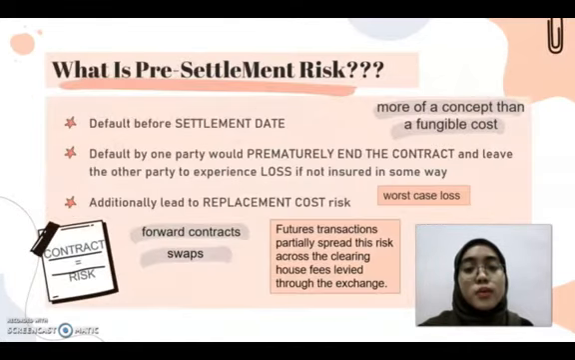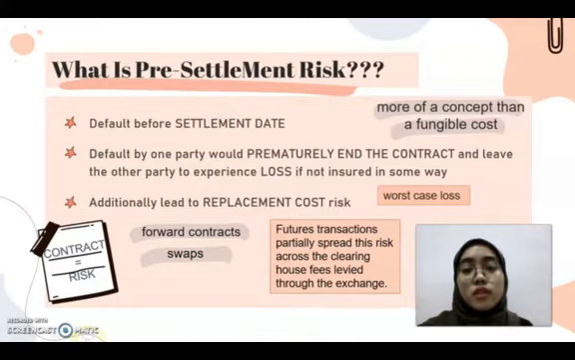Next is what is pre-settlement risk. Just like I said earlier, pre-settlement risk is the possibility that one party in the contract will fail to meet its obligation under the contract, resulting in default before the settlement date. This default by one party will prematurely end the contract and leave the other party to experience loss if not insured in some ways. A risk of this type can additionally lead to replacement cost risk as the injured party must enter into a new contract to replace the old one. Terms and market conditions may be less favorable for the new contract.